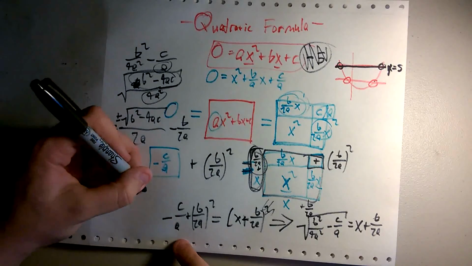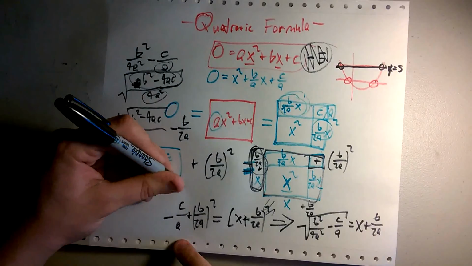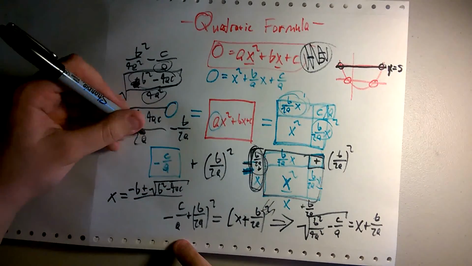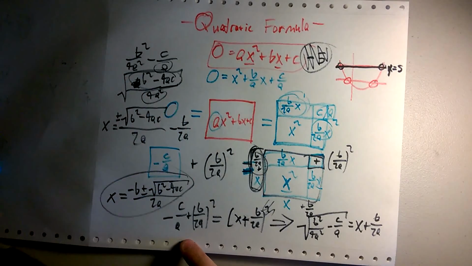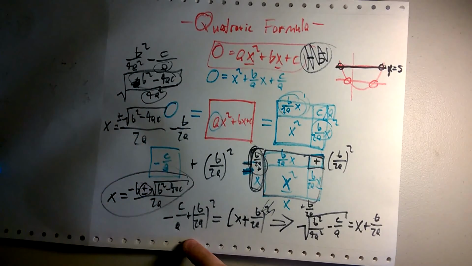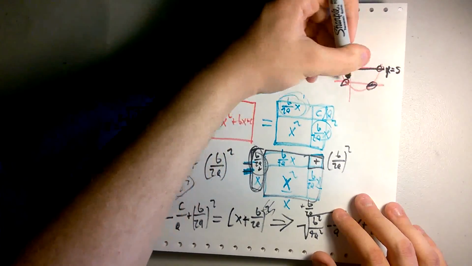Yep. So it's negative b plus or minus square root of b squared minus 4ac all over, these both have a common denominator of 2a. That's the quadratic formula. And this plus or minus makes sense because you're going to have two values generally where the equation equals 0.